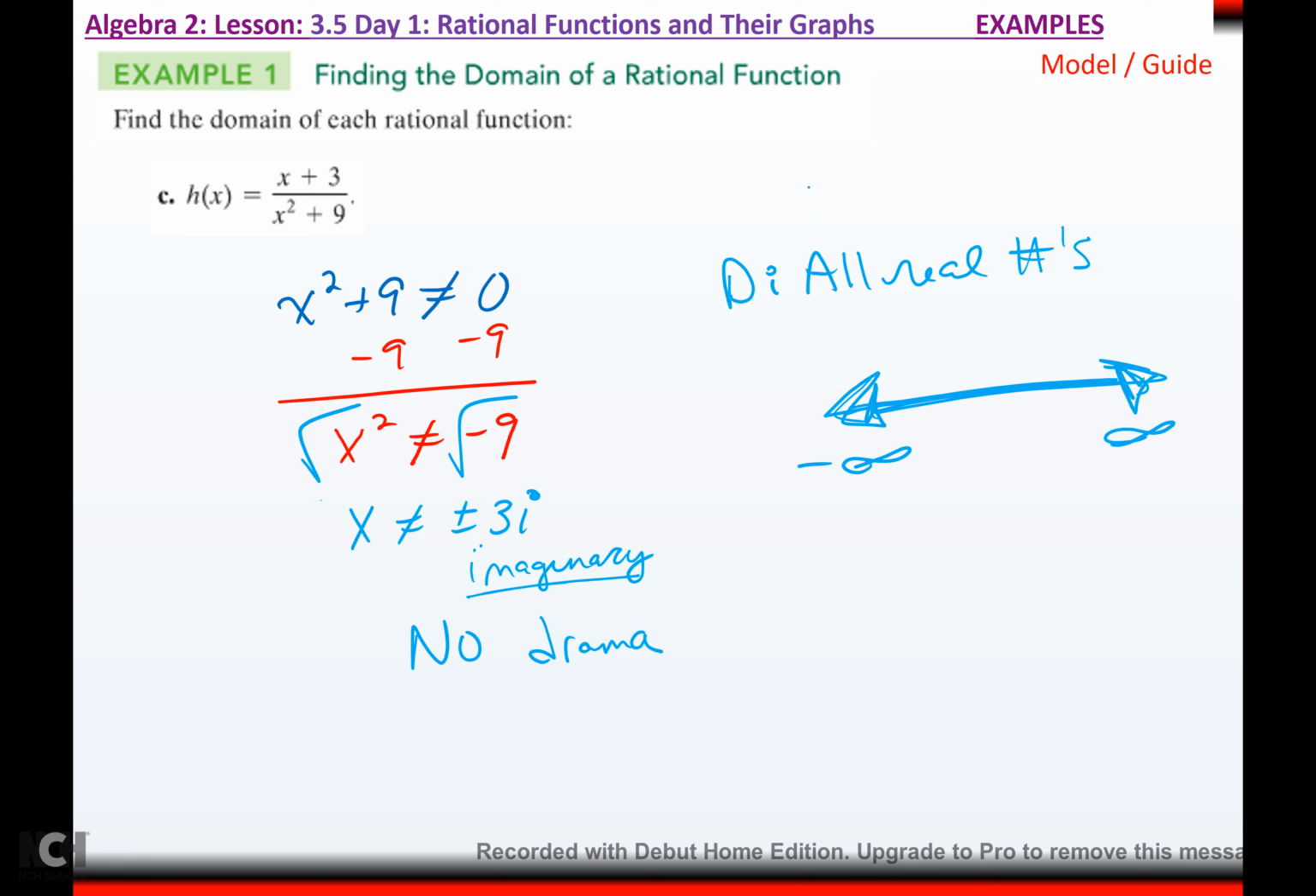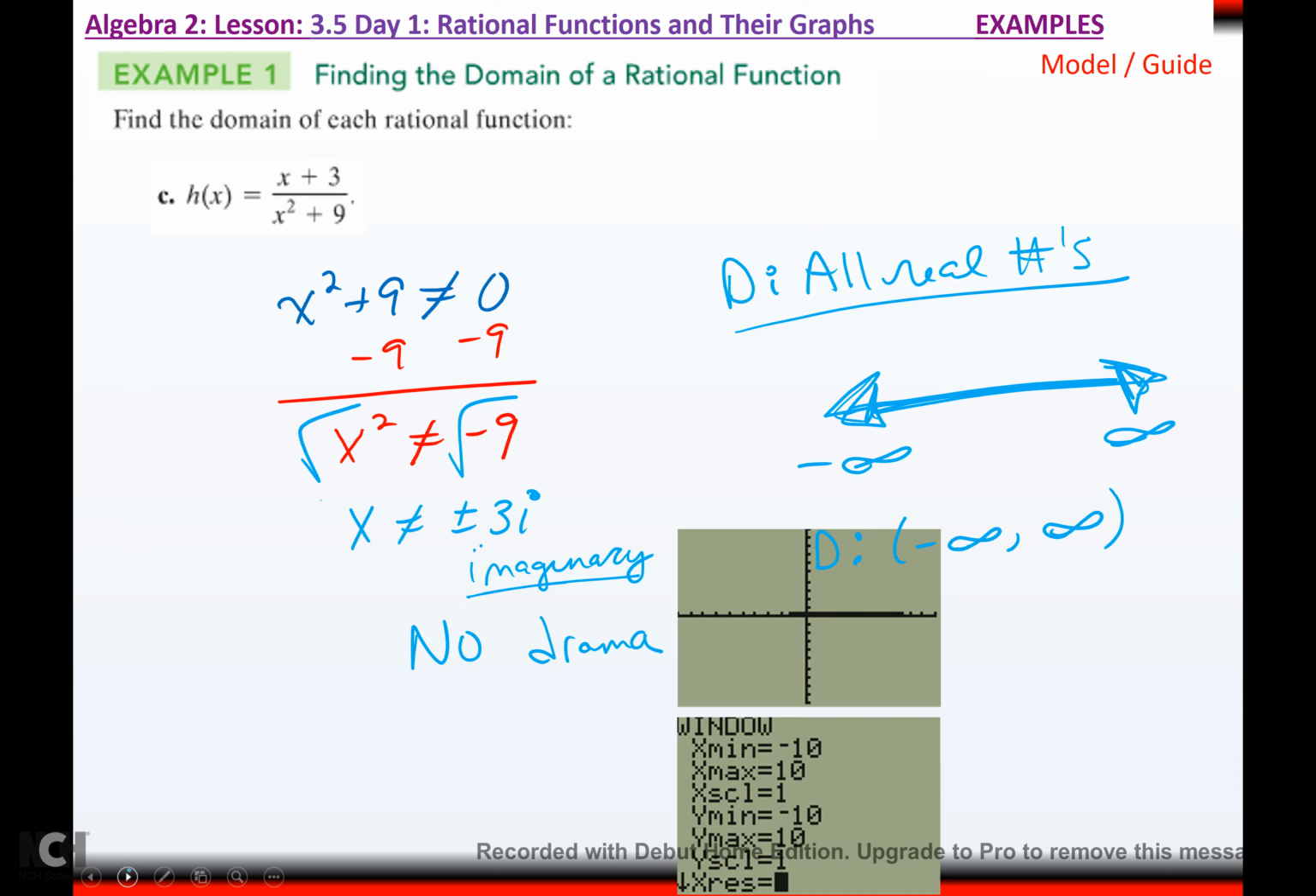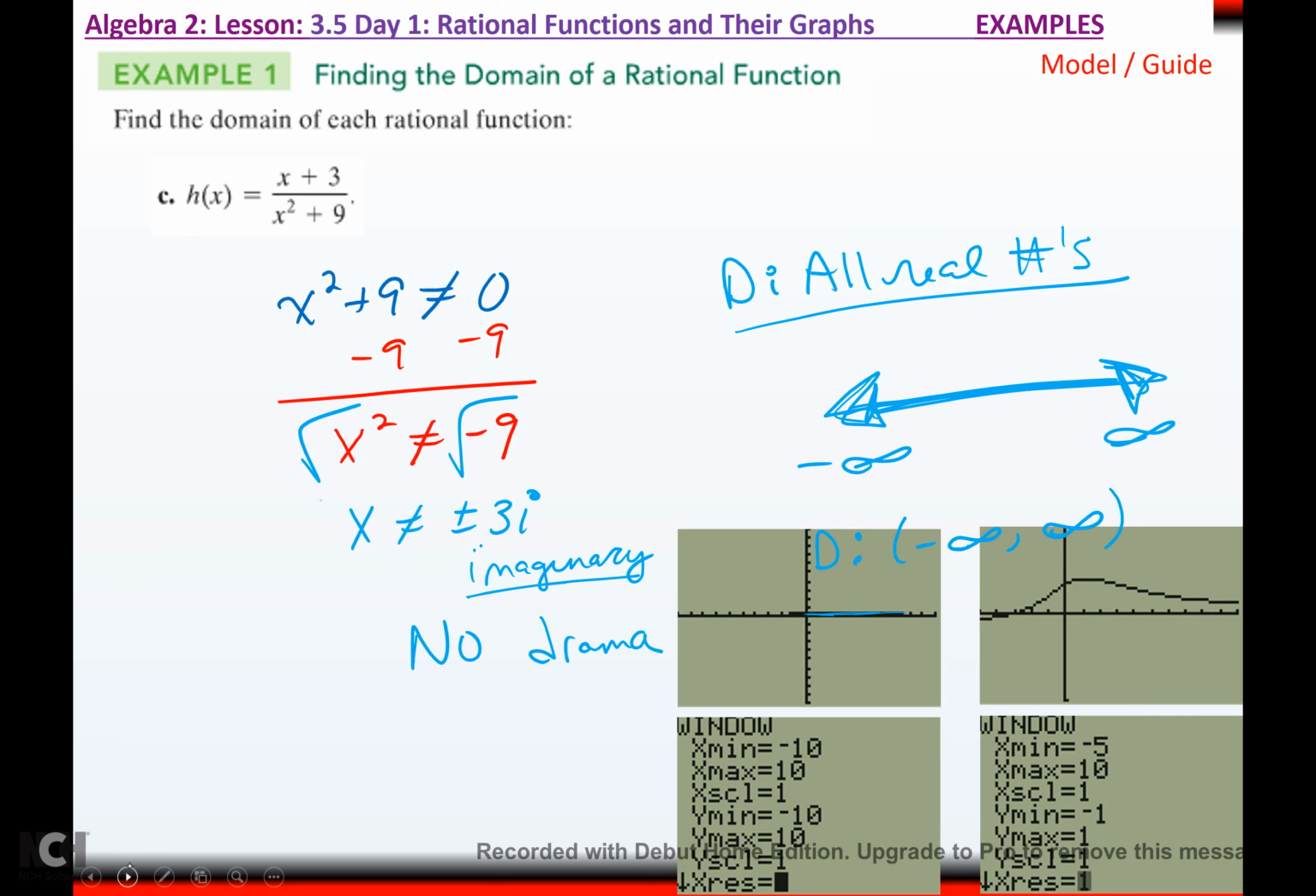So again, you can describe it this way. Domain is all real numbers. In interval notation, you would say it goes from negative infinity to infinity. And if you can see this, this is not a very good picture of the graph because I need a better window, but there are no jumps, there's no drama, there are no gaps. All right, so here we go. I changed the window so you can see it a little better. Here's what it's actually doing, and you can see there are no jumps, there are no breaks in it, so that means there was nothing in my denominator to make the graph jump.